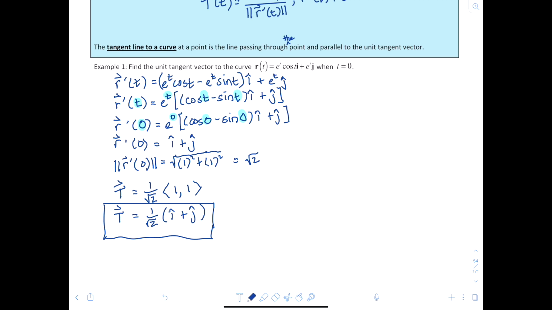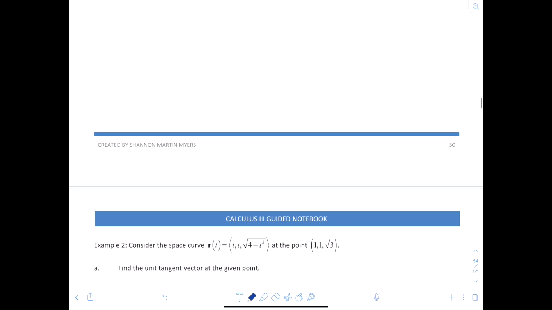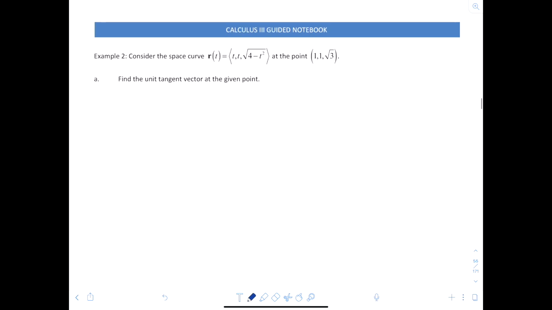All right. How's it going so far? Awesome. See, I knew you could do it. Okay, so next up, example 2, consider the space curve r at t equal to, this is in component form, t, square root of 4 minus t squared, at the point 1, 1, root 3. So part A, we need to find the unit tangent vector at the given point. All right, let's check out some steps. So let's think about it.